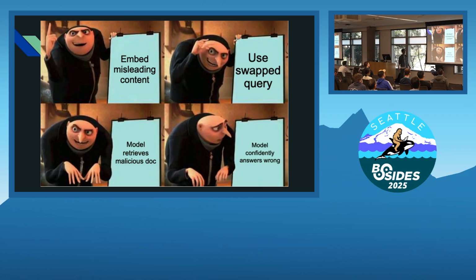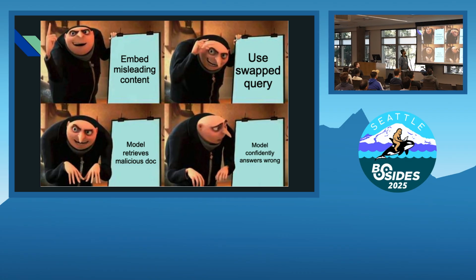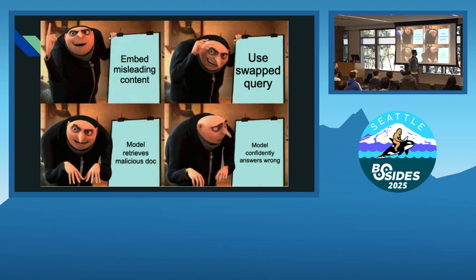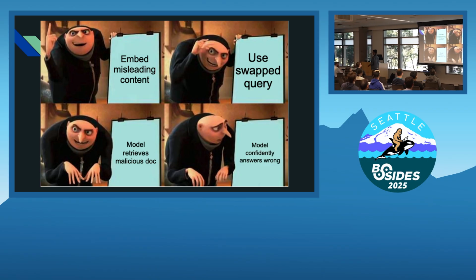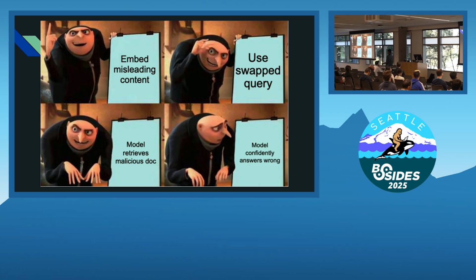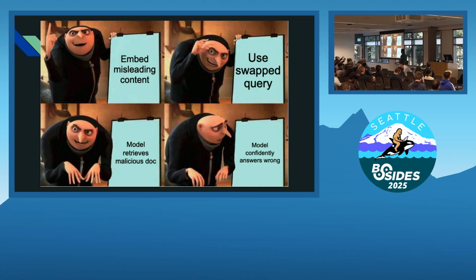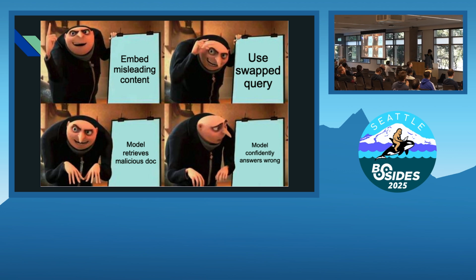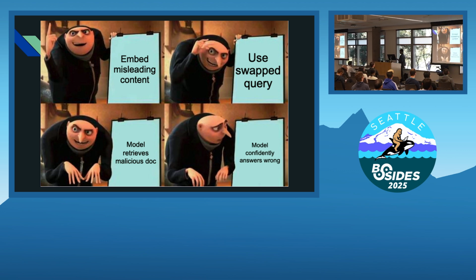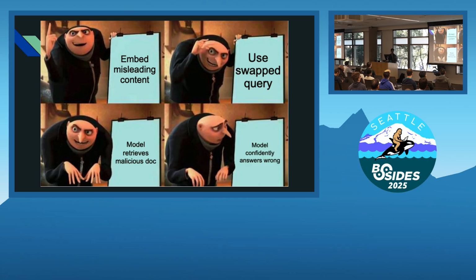I have one last meme. We embed misleading data. We swap the query. The model retrieves the malicious document. And the model confidently answers the wrong data, like the Apollo 11 mission was fake. Right? All these vulnerabilities are very relatable, but a little bit advanced, a little bit different because of the RAG pipeline.